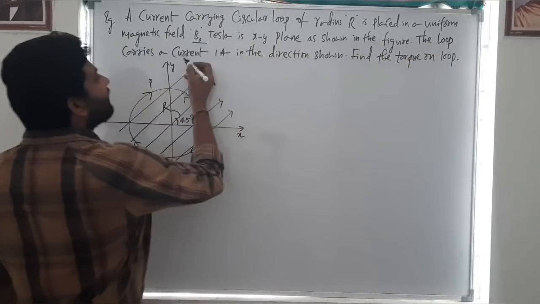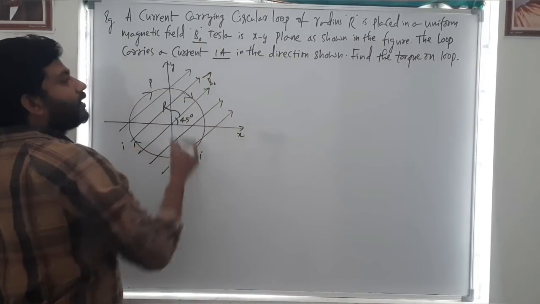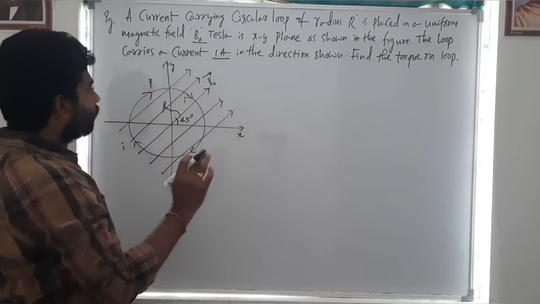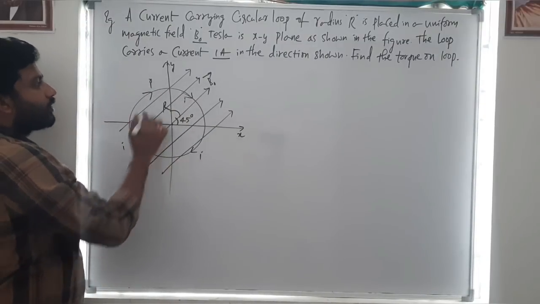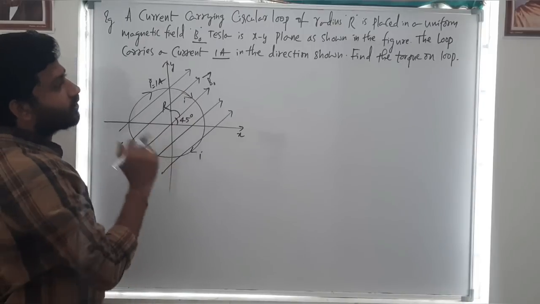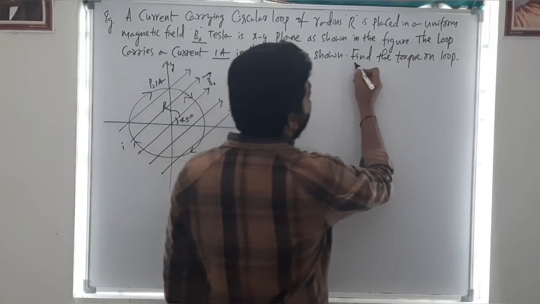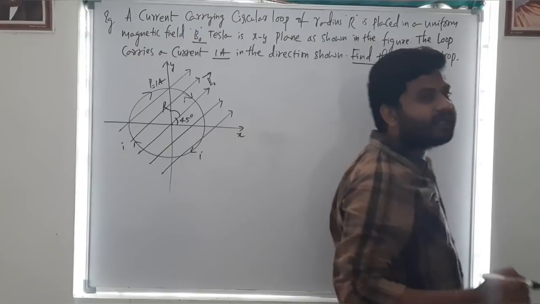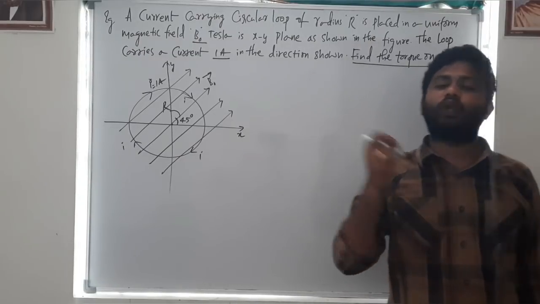The loop carries a current of 1 ampere in the direction shown. You can see the current direction, which is 1 ampere passing through the loop. The question is, find the torque on the loop.